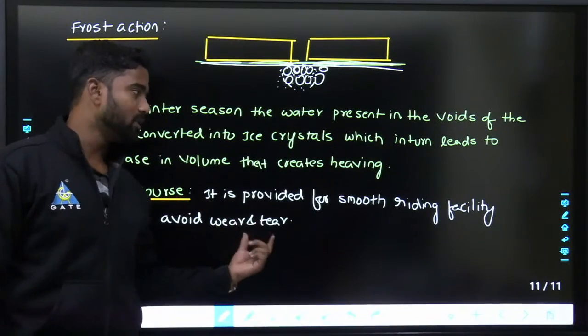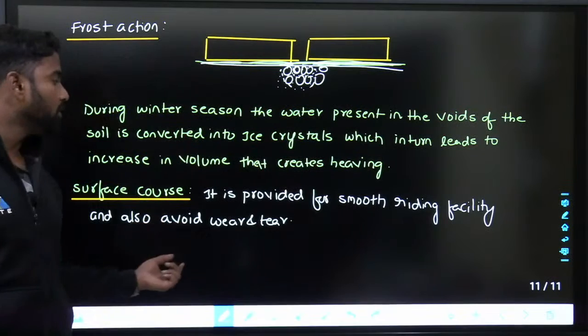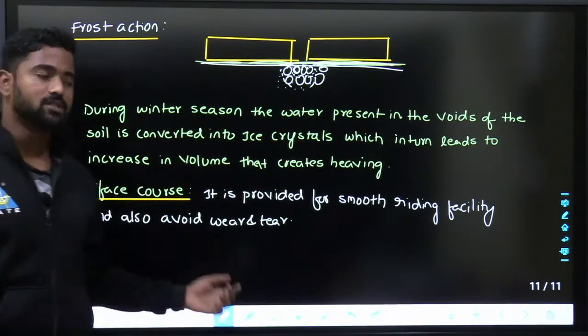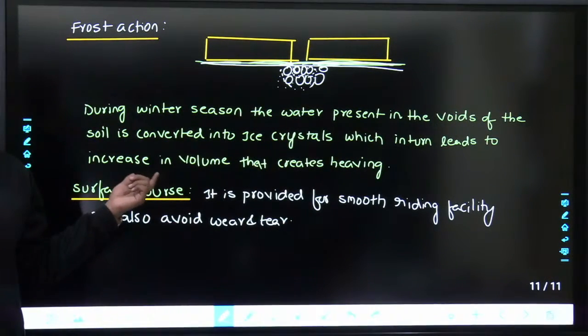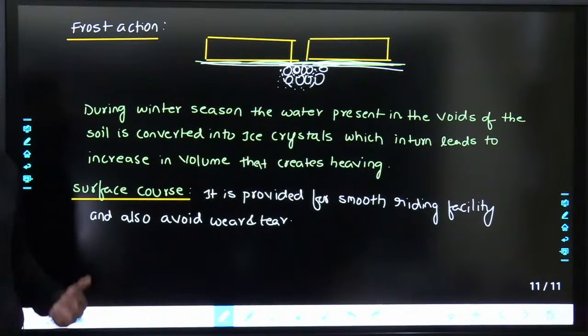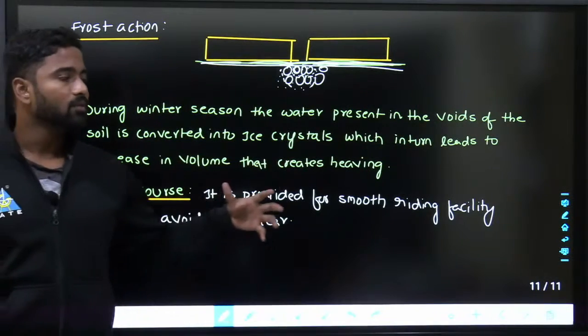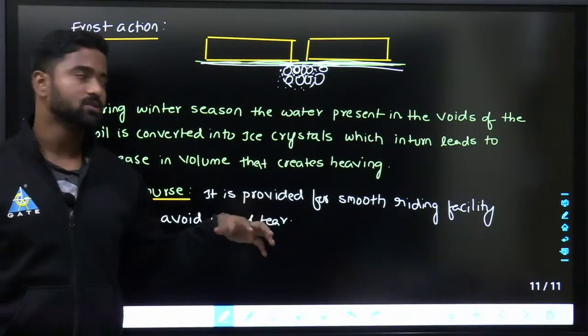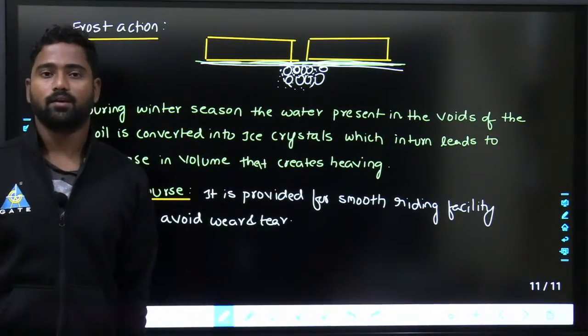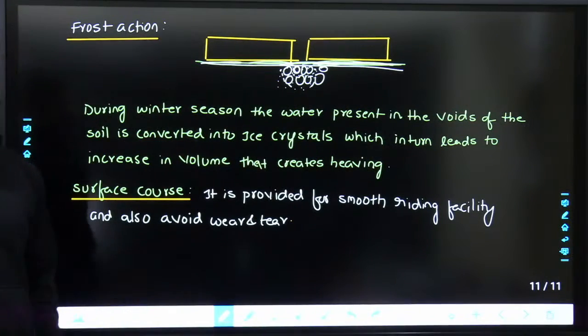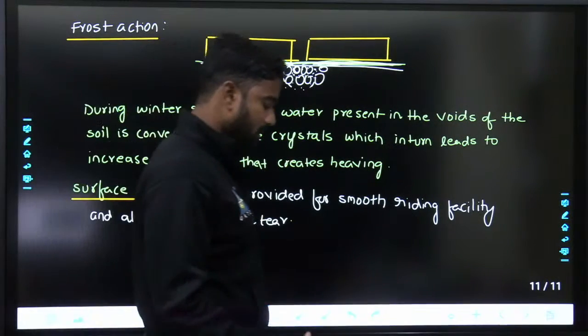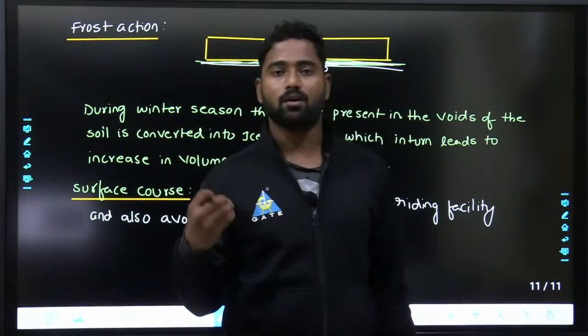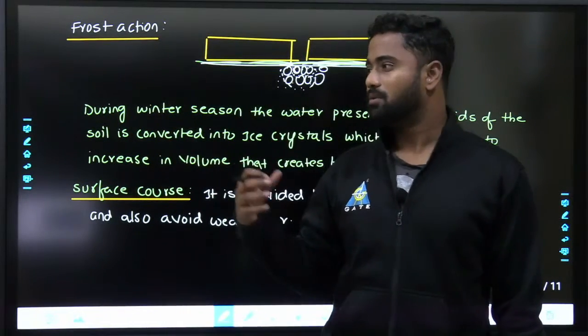That is called wear and tear. So in order to avoid wear and tear and to provide a smooth riding facility, the surface course is provided. Constant maintenance and filling of the holes and all those things will be done over the surface course.